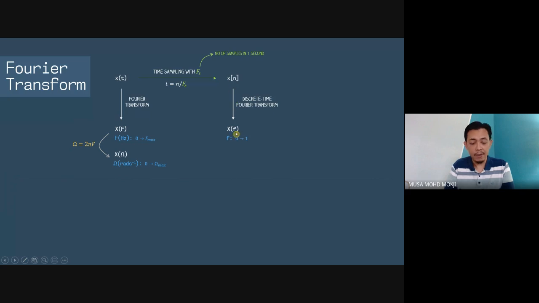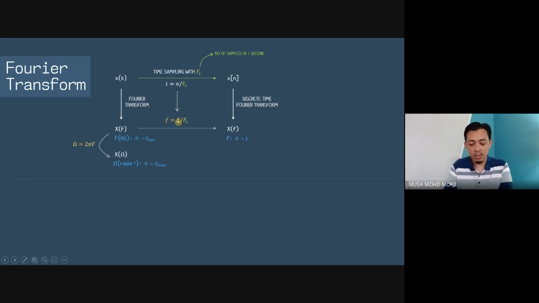And even the F, we're not going to use a capital F. We're going to use a small f. So what is a small f? This is the relationship: small f equals capital F, in hertz, divided by our sampling frequency fs. So it is a ratio, a ratio between the physical frequency and the sampling frequency. When we do this, the range becomes 0 to 1. So this is the range that we get.